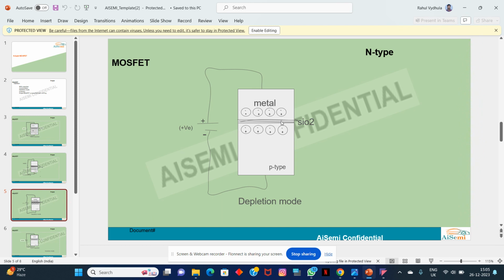So the depletion region is formed. These negatively charged ions attract towards the holes. Then the depletion region is formed near the SiO2 region.